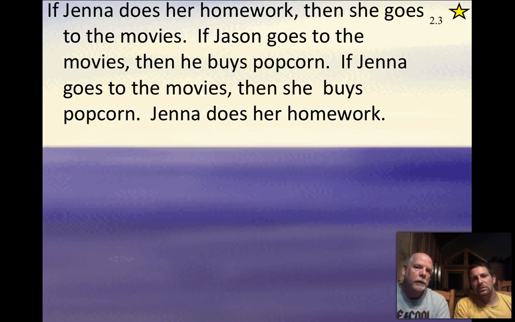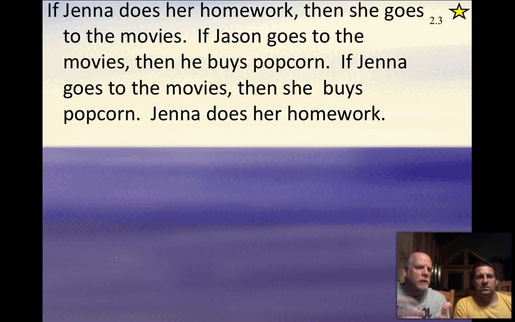And again, it's kind of a puzzle here in a way, but you need to look at these as individual statements. If Jenna does her homework, then she goes to the movies. That's one statement. If Jenna goes to the movies, then she buys popcorn. And we kind of need to end it there. So those are the statements that we know to be true.